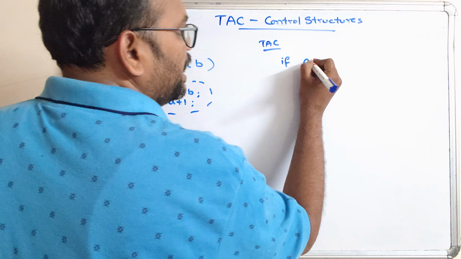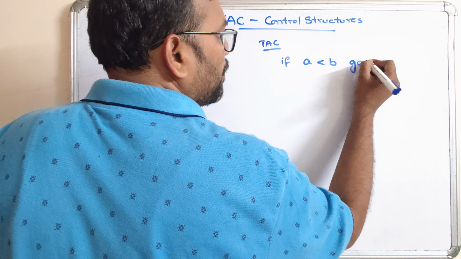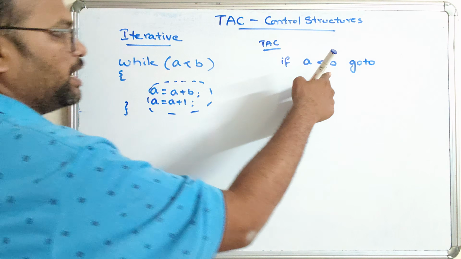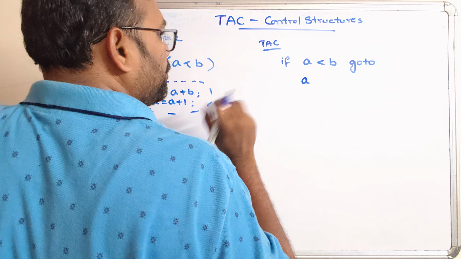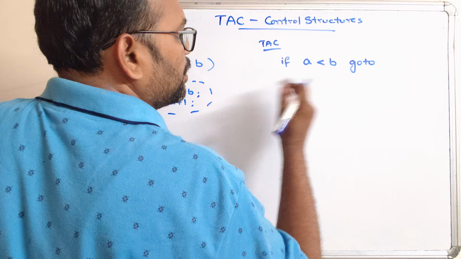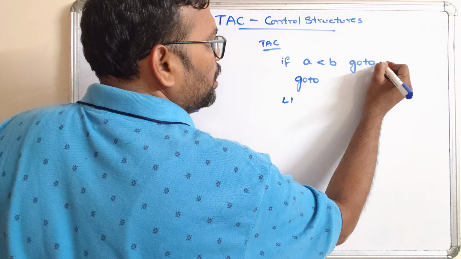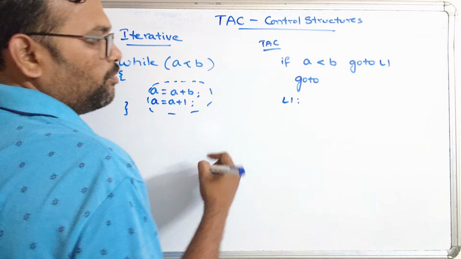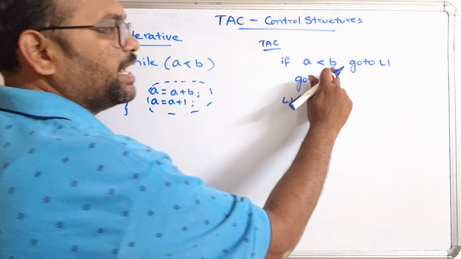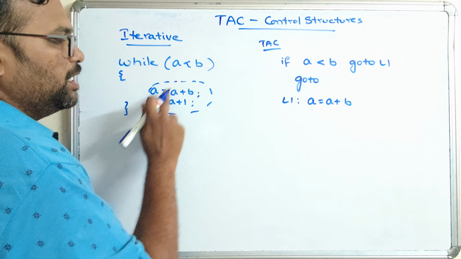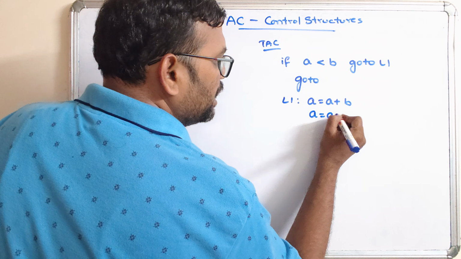So if a less than b, then if it is true, what should be done? These should be executed. So go to L1. What is L1? Here we can write a is equal to a plus b. That means if a is less than b, that means if the condition is true, it should execute a is equal to a plus b, as well as a is equal to a plus 1.